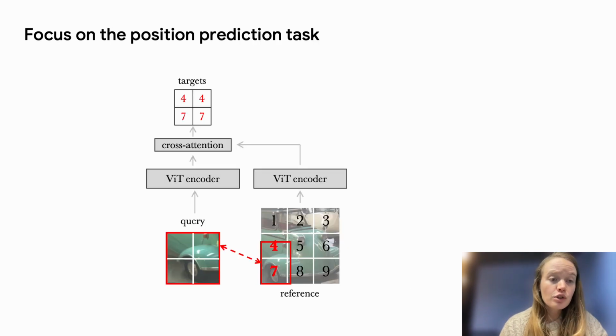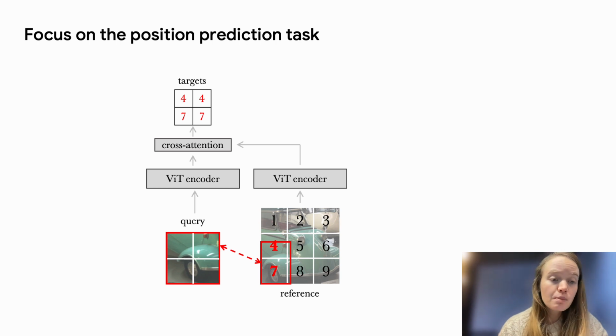So here's the focus on the position prediction task. So again, we have the query and the reference view. And remember that the task of the query is to locate itself within the reference view. So we implement this as a per-patch classification loss, where each patch needs to predict its corresponding position in the reference view.